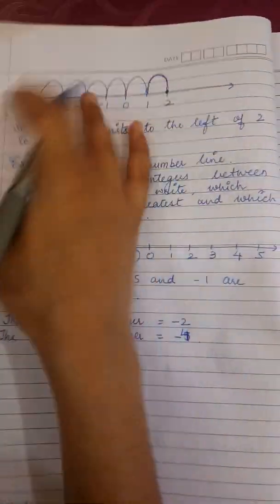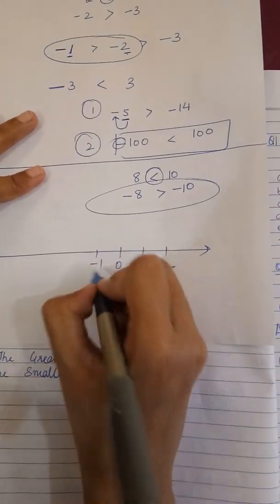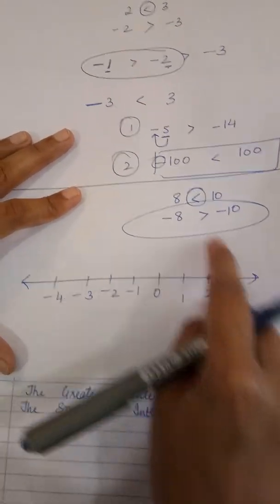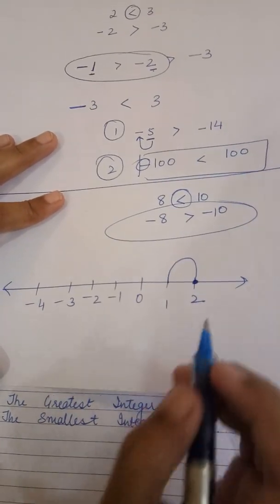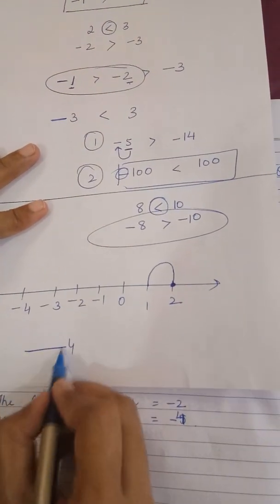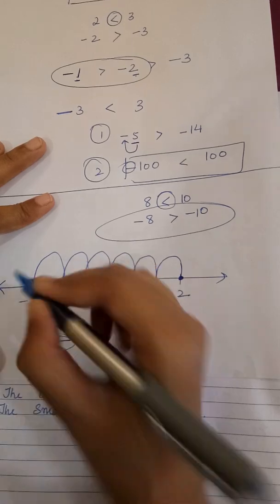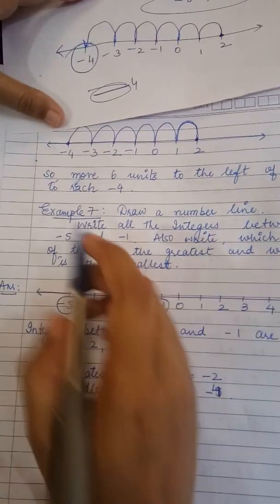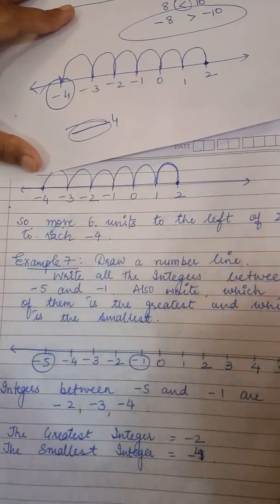See, let me do it here. 0, 1, 2, minus 1, minus 2, minus 3, minus 4. Now this is the 2, and from 2 we have to move to minus 4. So how many moves are we going to go back? Since we have to go to minus 4, that means I am going to move to the left side because the minus sign is there. So 1, 2, 3, 4, 5 and 6, and after 6 moves to the left side of 2 we have reached minus 4. So that's what we have written. We have to move 6 units to the left of 2 to reach minus 4.